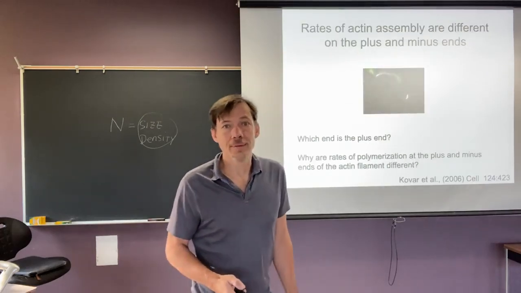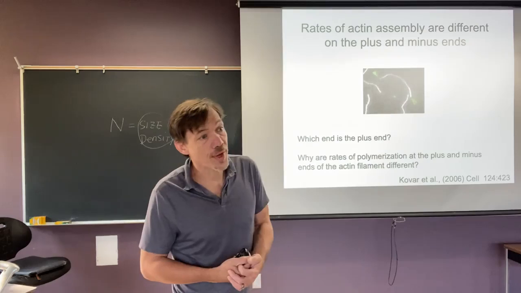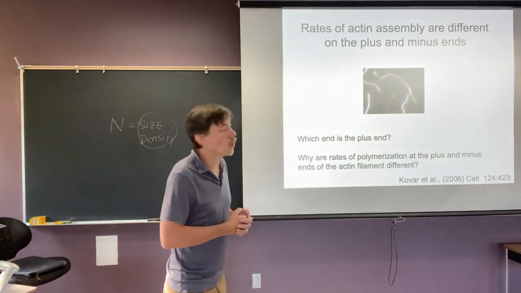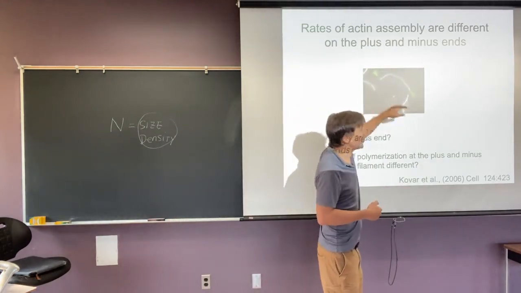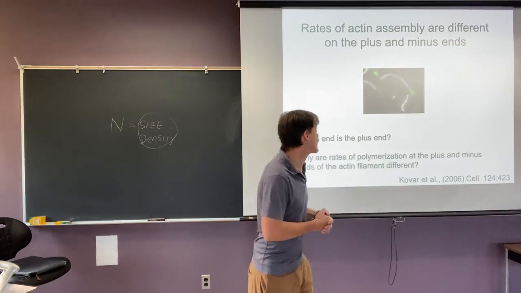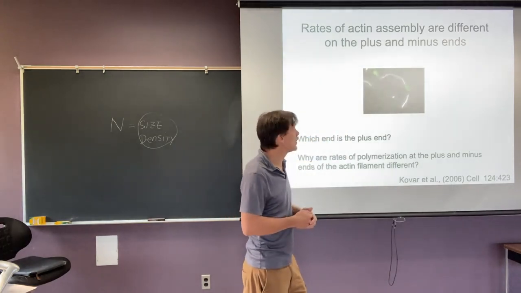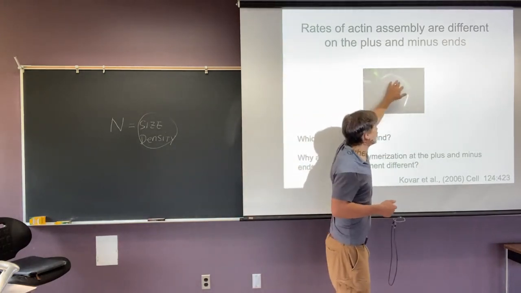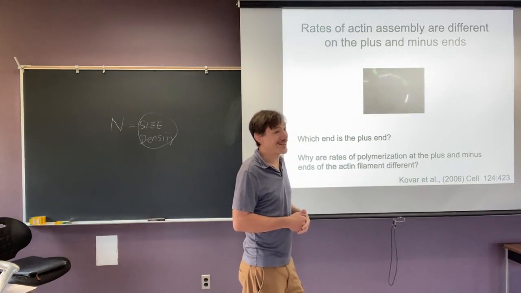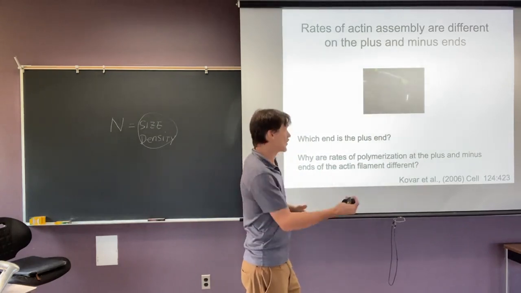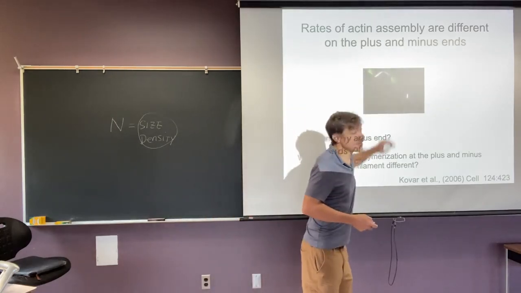So, in the last lecture, we had introduced the idea of actin assembly, and one of the things that we pointed out was that the rates of assembly are different on the plus and the minus ends of actin filaments. What we're looking at here are actin filaments where the subunits have been fluorescently labeled, and we can visualize their elongation. Which of these two ends would be the plus end here? So on the right side, and indeed, the plus end grows a lot faster than the minus end.